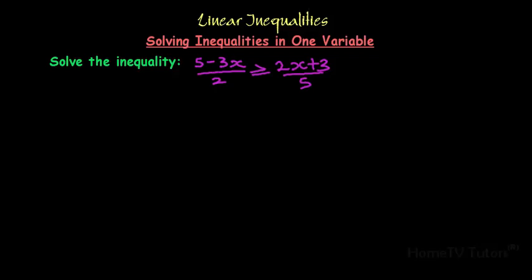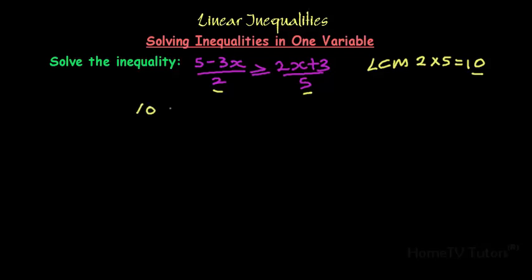So now let us solve another inequality in one variable, and this time around we have fractions. Okay, so what we do is you look for the LCM of the two denominators, 2 and 5, which is simply by multiplying the denominators together, and the product is 10. So you multiply the fractions by the LCM.